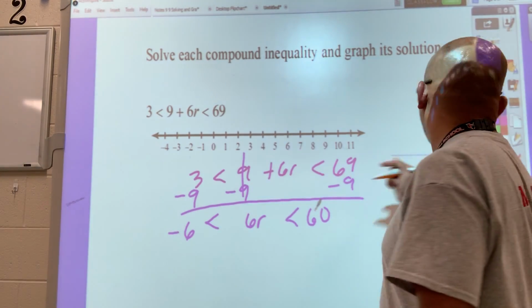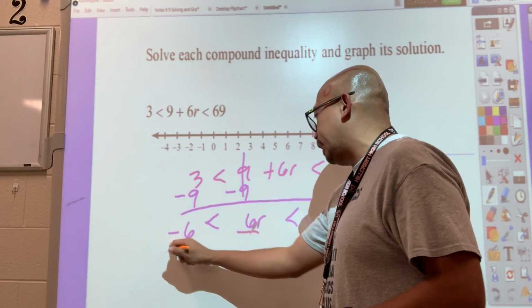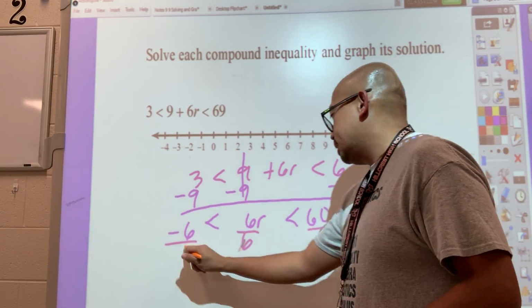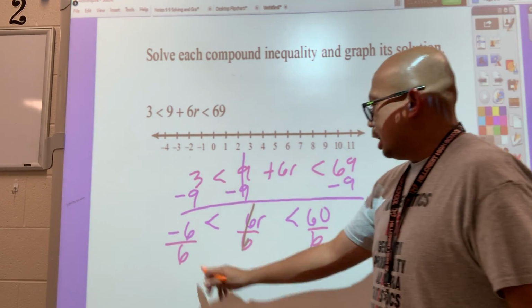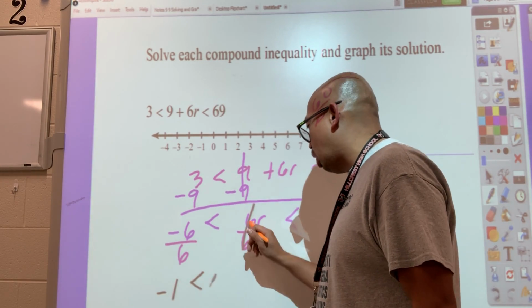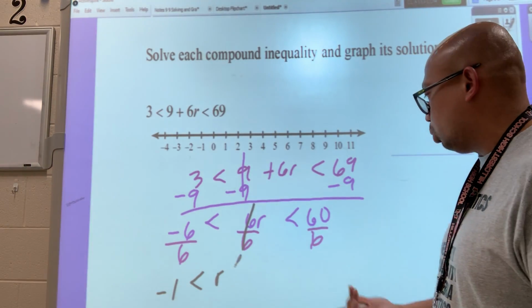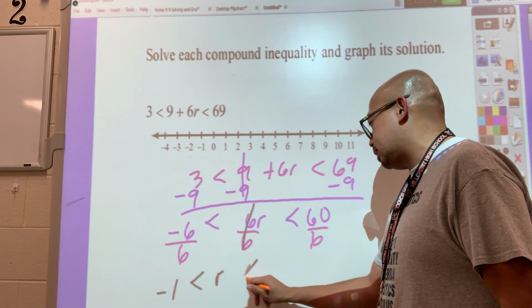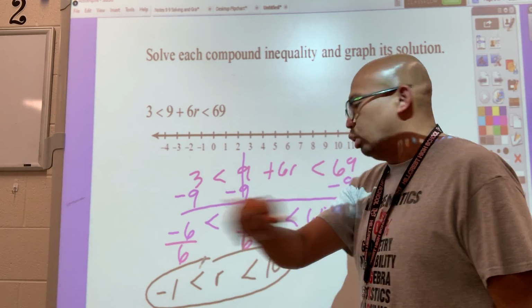Now here, our goal is to leave the r by itself by dividing by 6, 6, 6. Crosses out. What's negative 6 divided by 6? It's going to be negative 1. Less than the r, the 6 are gone. So it's going to be r there left because 6 divided by 6 is 1 again. 60 divided by 6 is 10. Now, this is our solution.